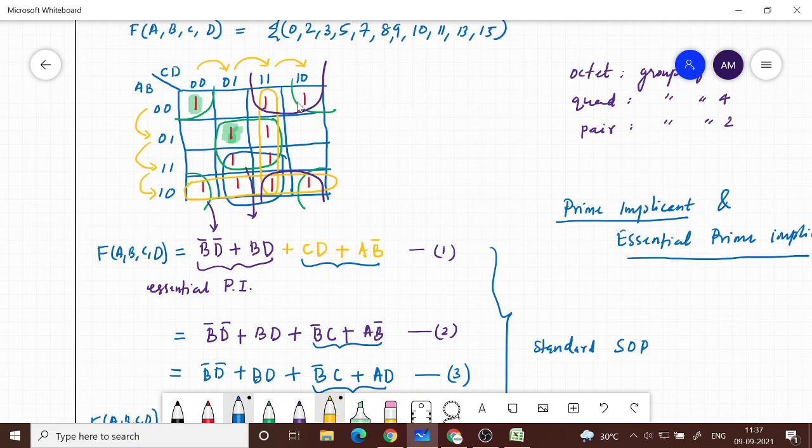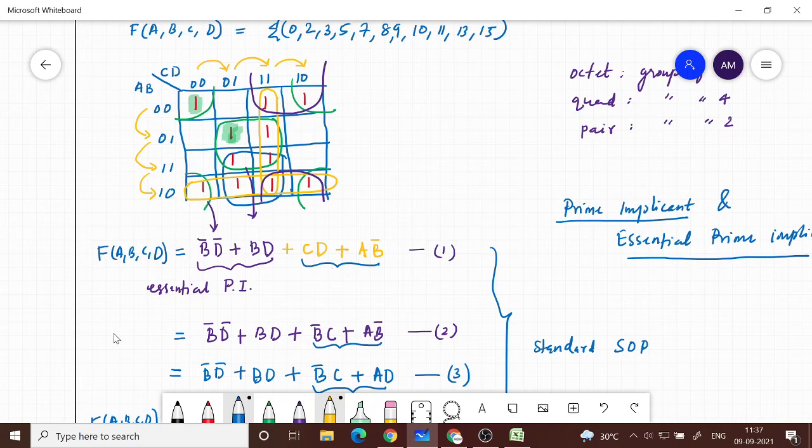For example, this top corner, 0 0 1 0, can be covered by the green group, or it can be covered by the purple group. Multiple ways. Both are groups of 4. Similarly, the last corner can be covered by the green, by the yellow or orange, and by the purple also. Multiple choices are there. So all other cases can be covered in different ways, so they are not really essential. If one is not there, the other can take care.